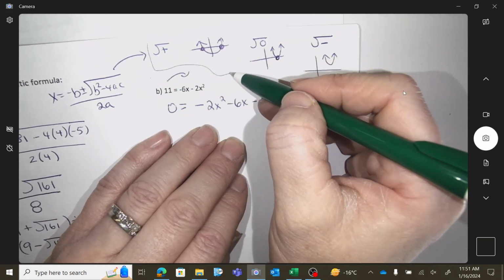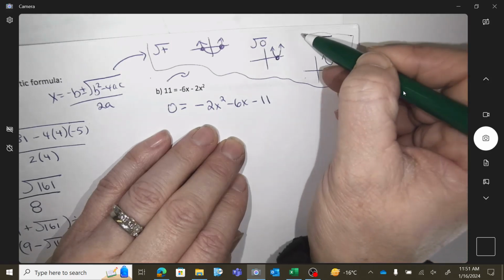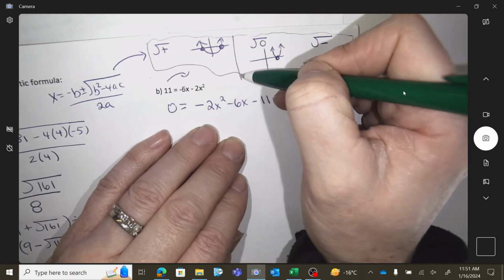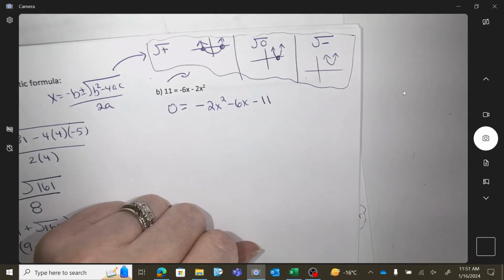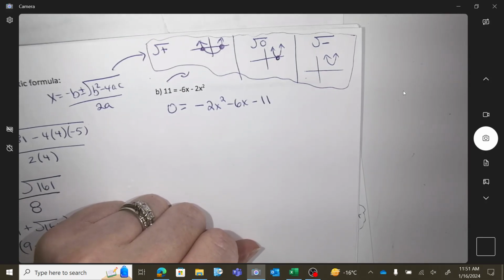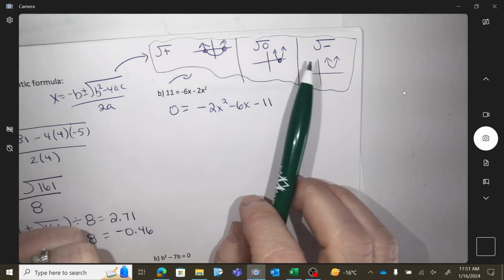Do you think I'm telling you this for a reason? Wink, wink. Discriminant scenarios. Make sure you know those. That's on your exam. Positive, 0, or negative.